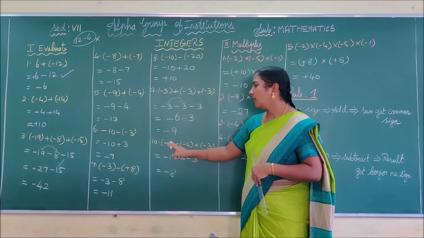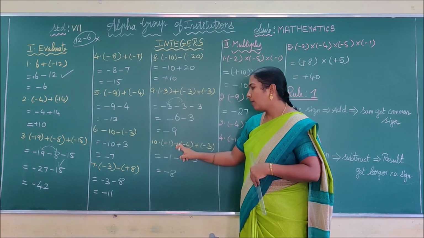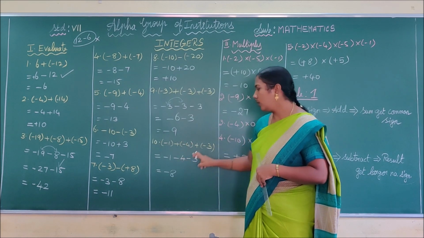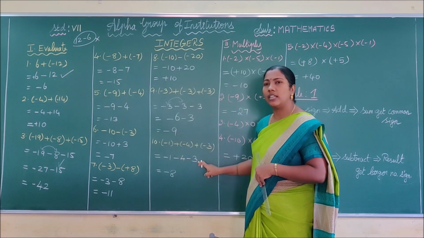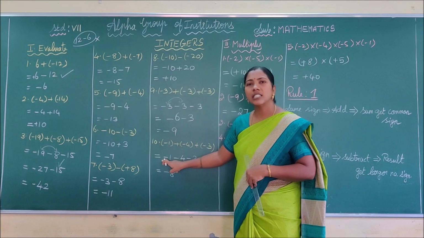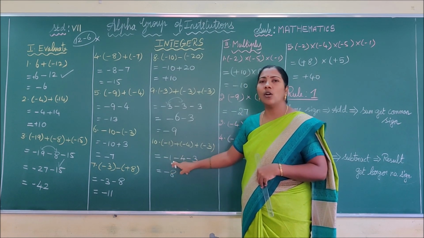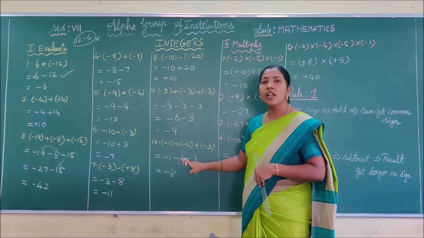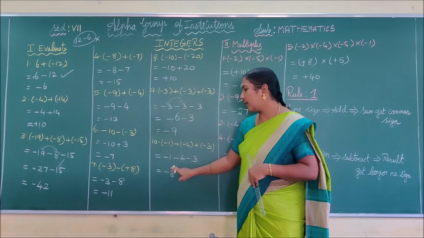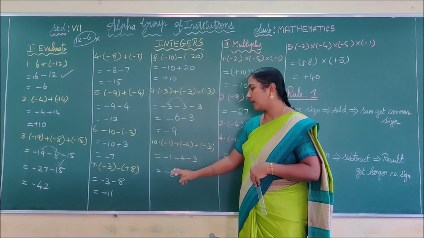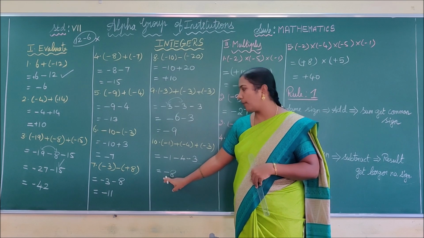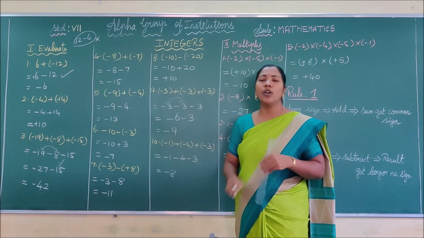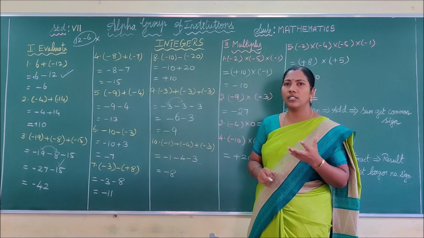Minus 1. We are removing the bracket. Minus 1. Plus into minus, minus 4. Plus into minus, minus 3. Thus the given integers are in the same sign, so we are adding all the integers. 1 plus 4, 5. 5 plus 3, 8. Thus the sum takes the common sign minus, minus, minus. So the answer will have the symbol minus. It's clear, children. I hope you understand addition and subtraction of integers very well.